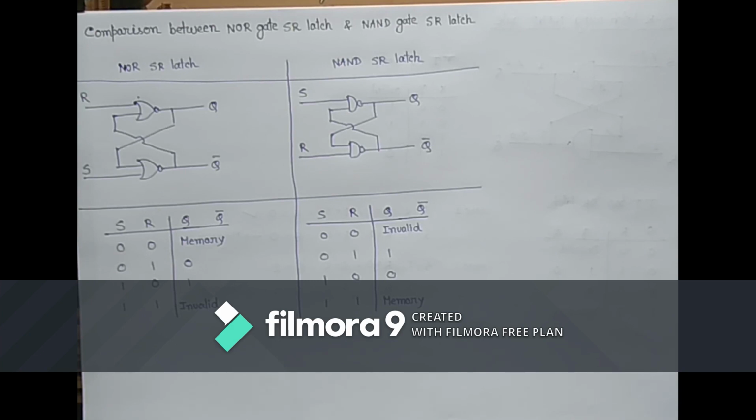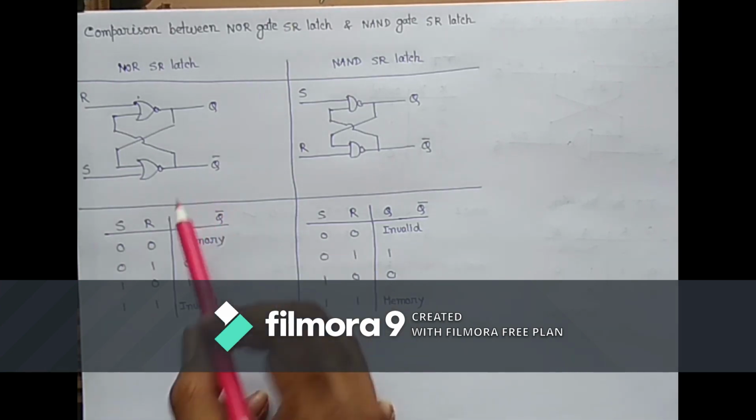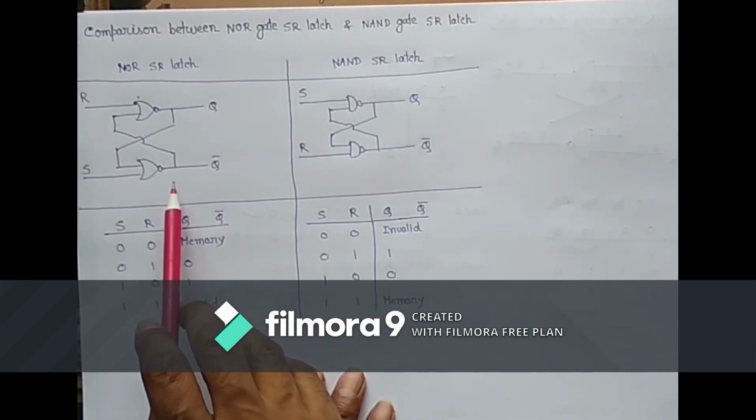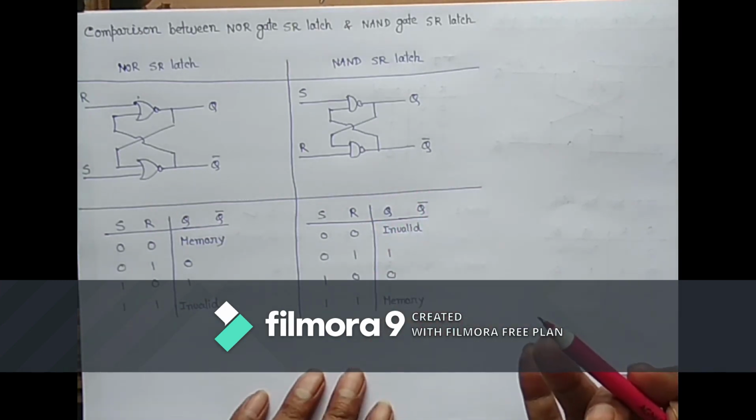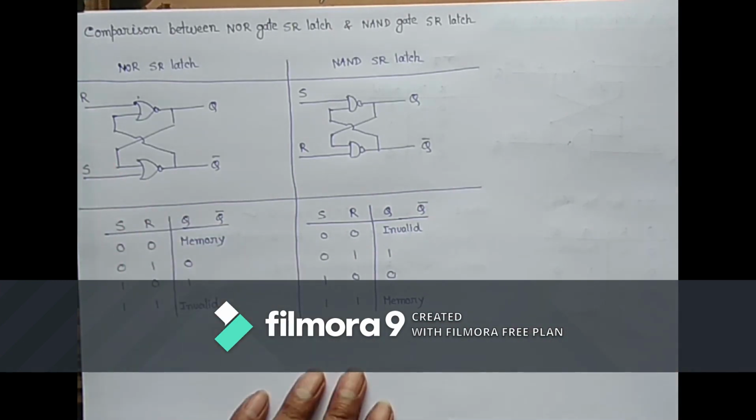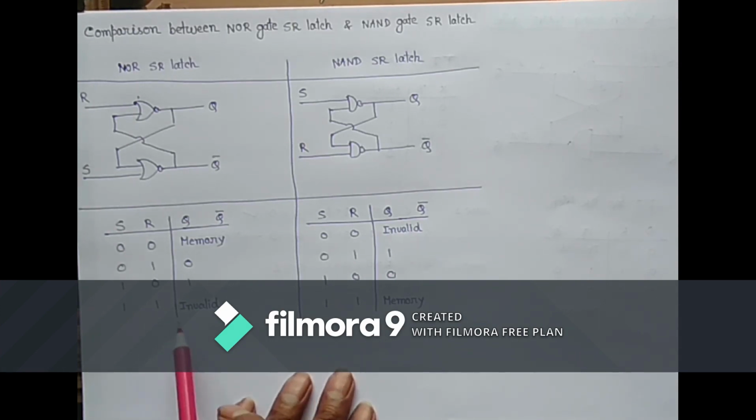Now we will come to the comparison between NOR gate SR latch and NAND gate SR latch. Already I have discussed NOR gate SR latch and now you know about NAND gate SR latch. You know that the NOR gate SR latch circuit diagram was like this, and now NAND gate SR latch circuit diagram is like this. You can clearly see that the positions of the S and R pins have interchanged. That is one difference, and also there is a difference in the truth table. For NOR gate the truth table was like this, and for NAND gate the truth table is like this.